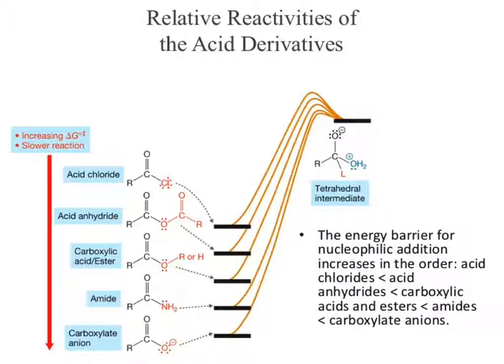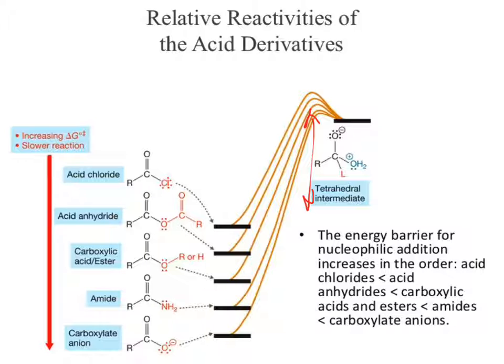Your intermediate is going to come in at roughly the same energy in all cases because it's the same nucleophile coming in and attacking. So what happens is that the reactant, depending on the resonance stabilization or lack thereof, changes the energy of the reactants, which means the activation barrier to go from your reactant to your intermediate changes. And that's largely what's dictating the difference in reactivity between each of these.